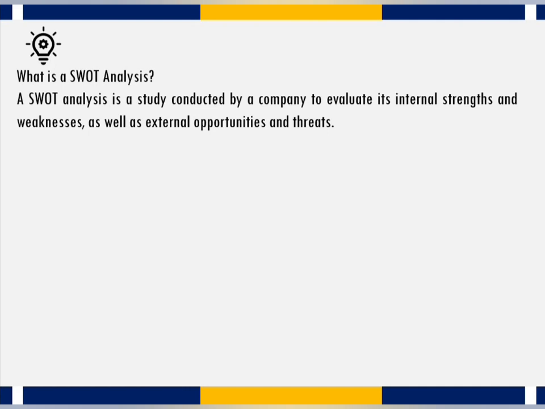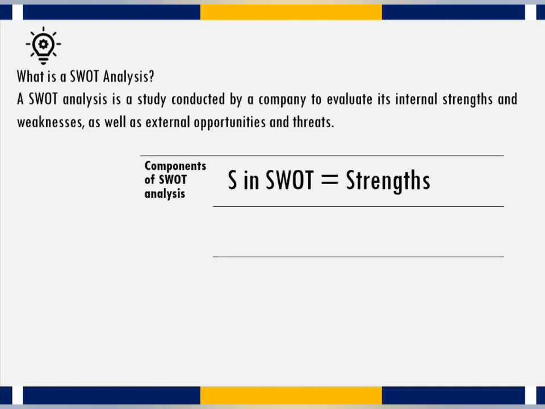Let's analyze the various components of SWOT analysis. The first component of SWOT analysis is strengths. Strengths are a company's internal positive characteristics. These are factors that can be changed. Strengths describe what a business excels at and what differentiates it from its competitors.